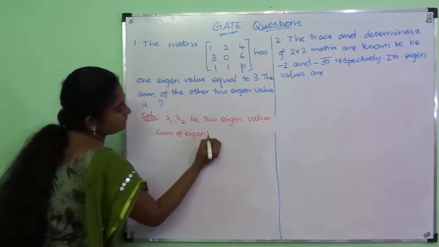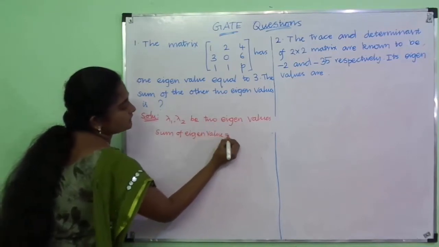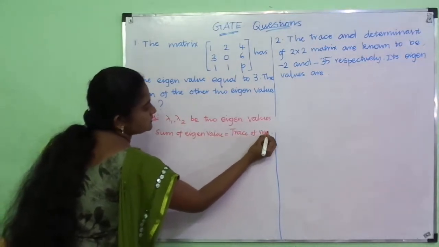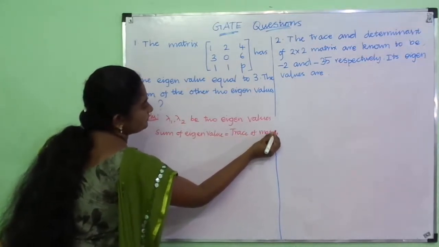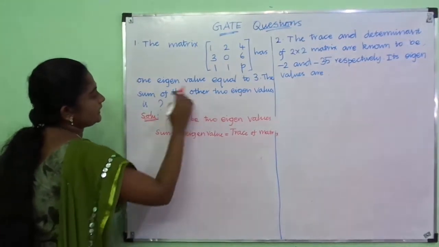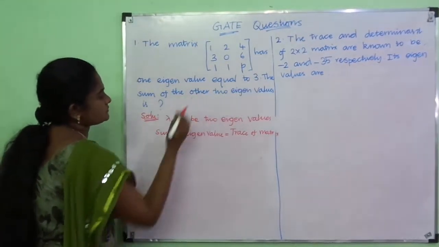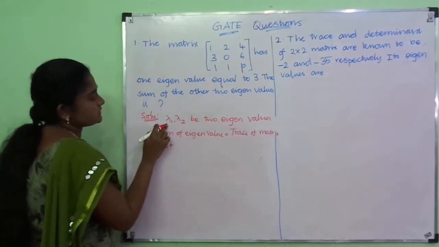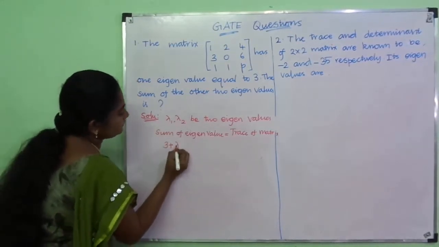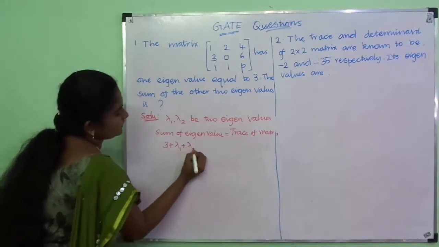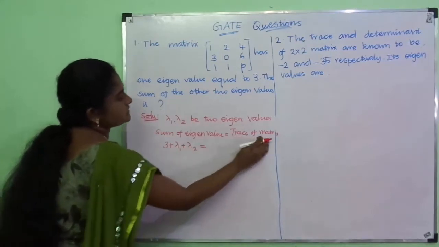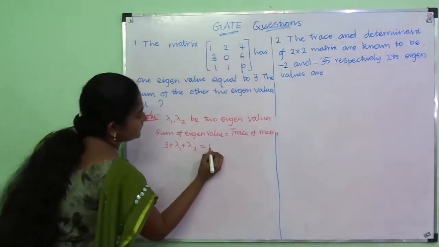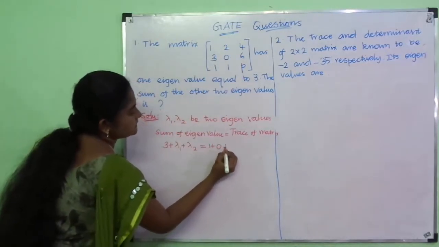Sum of eigenvalues is equal to the trace of the matrix. Trace of the matrix means the sum of diagonals. Sum of the eigenvalues: one eigenvalue is given as 3. We have considered the remaining eigenvalues as lambda 1 and lambda 2, which is equal to the trace of the matrix. Sum of the diagonals: 1 plus 0 plus p.